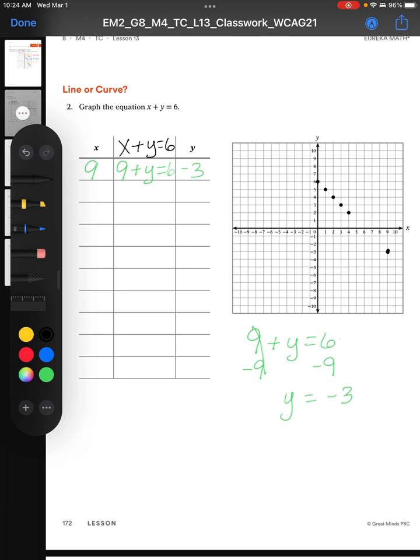So try a few others. You can even try negative numbers, right? Maybe I want to try negative 7. When x is negative 7, what is y? I'll do this one as an example. So negative 7 plus y equals 6. Again, I want to get y alone, so I'm going to add 7. y equals 13. So I don't have 13 on my graph, so this might not have been a great one, right? It's going to be all the way up here, the point (-7, 13).